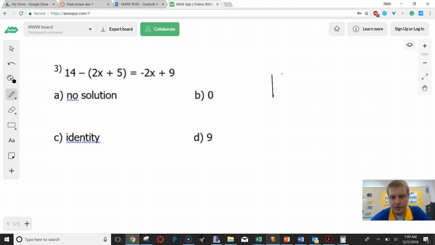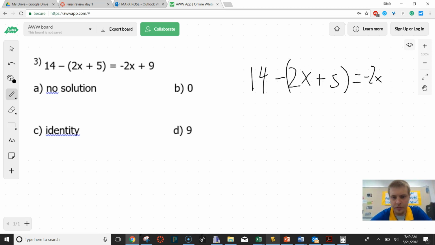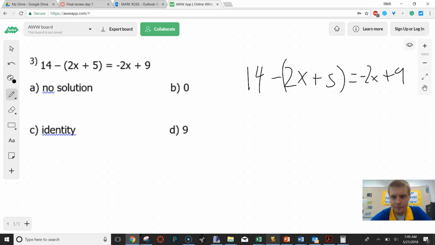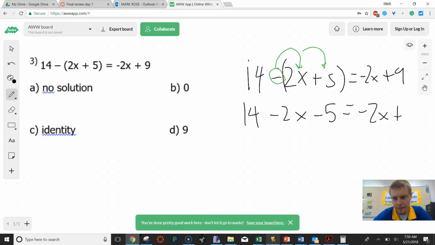Okay, so let's solve this problem. The first thing that we're going to want to do is distribute those parentheses. So I'm going to move this a little bit over. But the first thing we want to do is distribute over the parentheses. You might go, well, do I distribute the 14? Nope, because you have that minus sign in between. So you're actually going to distribute that minus sign, or that -1. So we're going to get 14 minus 2x minus 5 equals -2x plus 9.